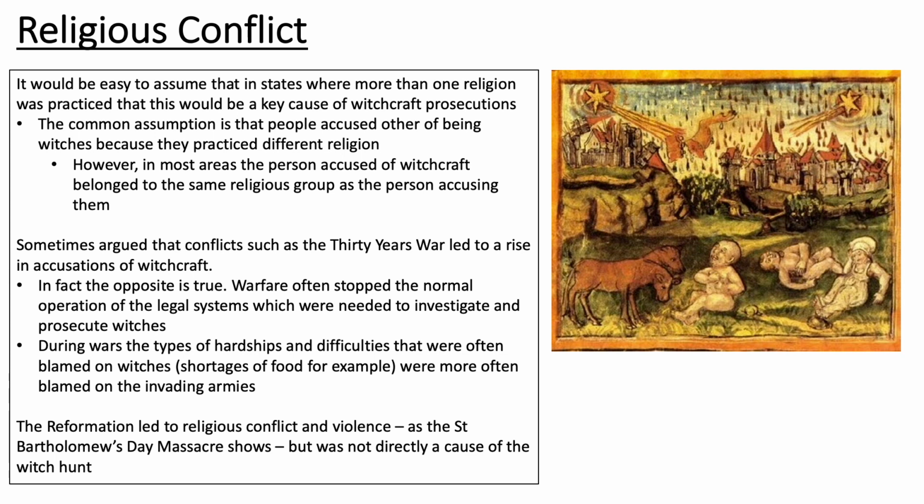In most areas, the person accused of witchcraft belonged to the same religious group as the person accusing them. The initial accusation in a witchcraft trial comes from villagers accusing other villagers, or people accusing their neighbours, or people that they know very closely, of being witches. And at a village level, there wasn't an awful lot of religious diversity. Even if there was diversity within the country or the state as a whole, at a village level, it wasn't necessarily like that.